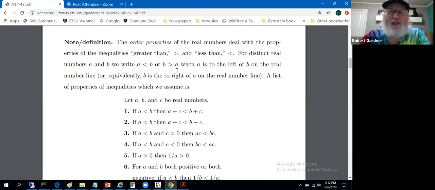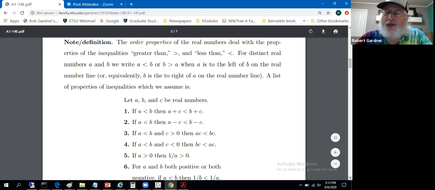The order properties, so these are properties of the idea of greater than and less than. So if we take any two different real numbers, A and B, we write A is less than B, or B is greater than A, that's how these are read, when A is to the left of B on the real number line, or equivalently when B is to the right of A on the real number line. So we're introducing this greater than, less than in terms of locations of numbers on the real number line. There's other ways to approach orderings as well.